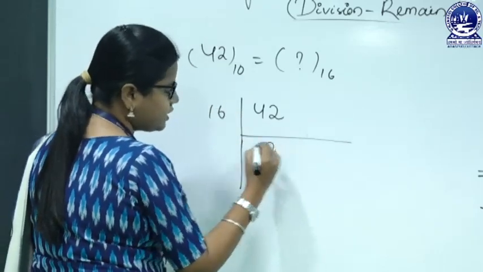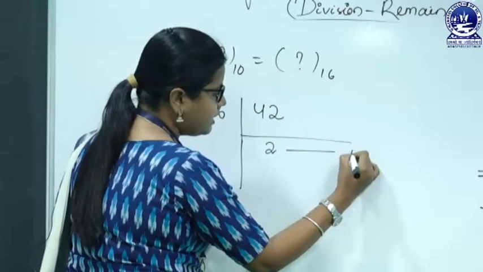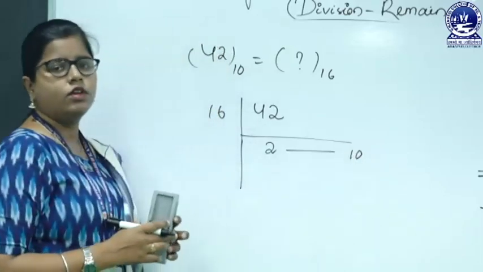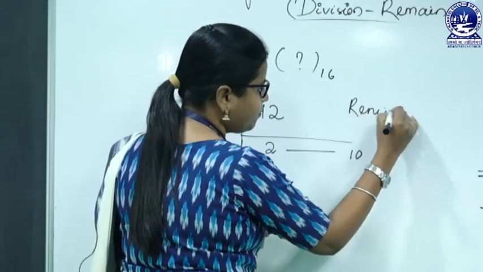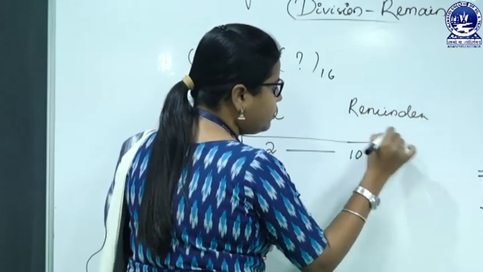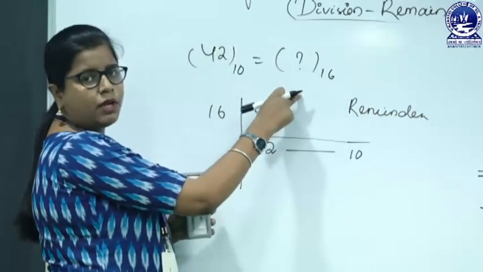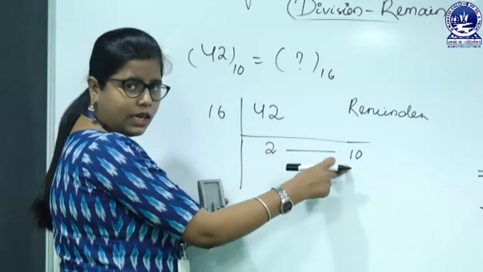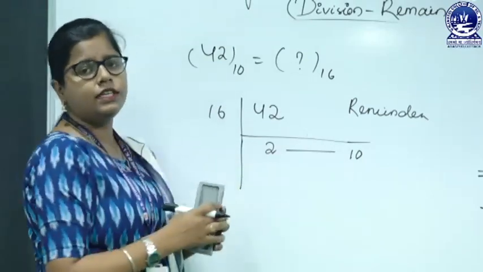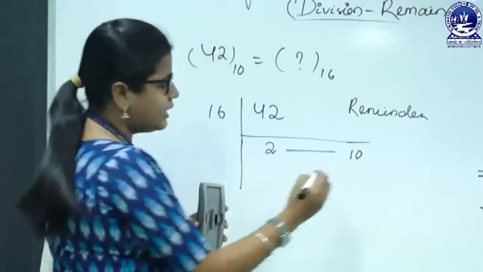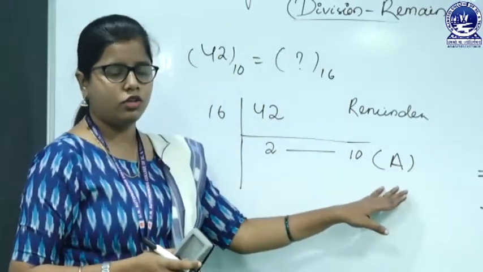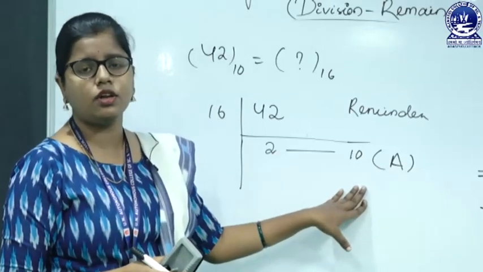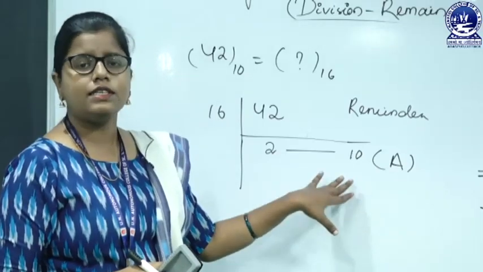So 16 2s are 32 and the remainder is what? 10. So if the remainder is 10, here we need to keep the remainder in hexadecimal form. So for the 10, what is the symbol in the hexadecimal number? That is A. So here we need to keep A, not 10, because 10 is not a symbol. 10 is a number.